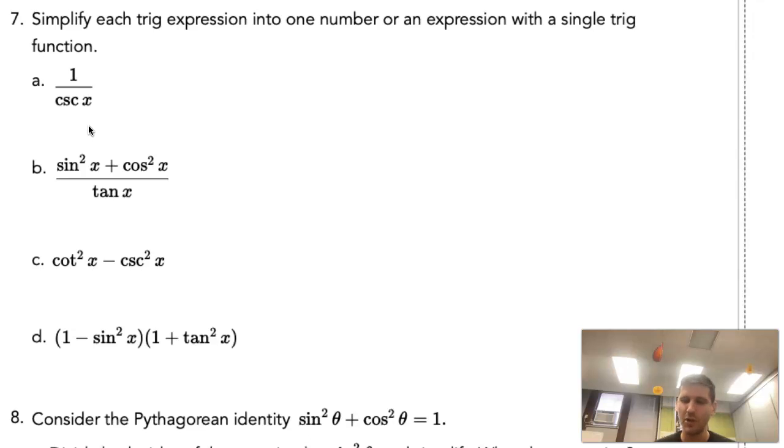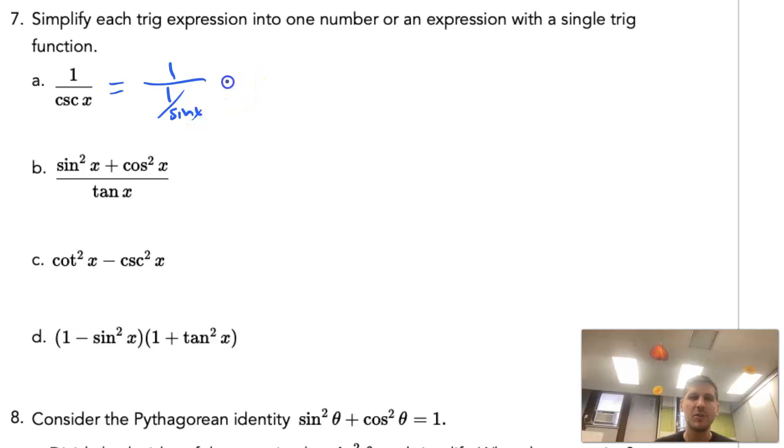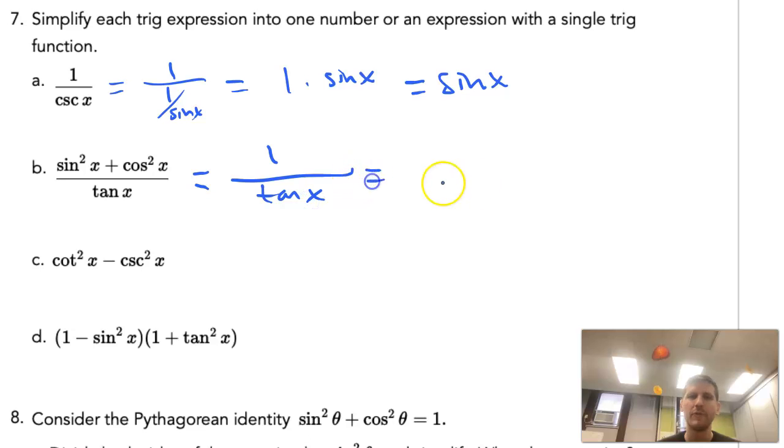this first one, which is talking about the cosecant function. If we have 1 over cosecant, be reminded that cosecant is the reciprocal of sine. So, 1 over sine x. Instead, you could think of it as 1 times the reciprocal. Rather than dividing by that, you could multiply by the reciprocal, so that's just sine x. Now I see sine squared x plus cos squared x, that's just 1 based on one of my trig identities. So it's the reciprocal of tan x, which is cotan x.